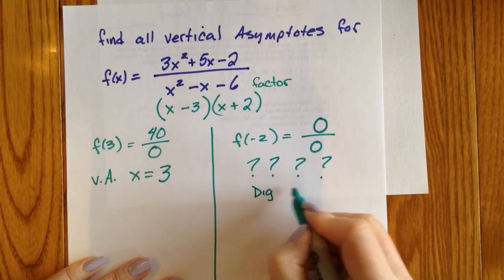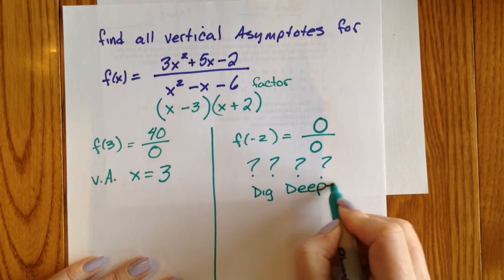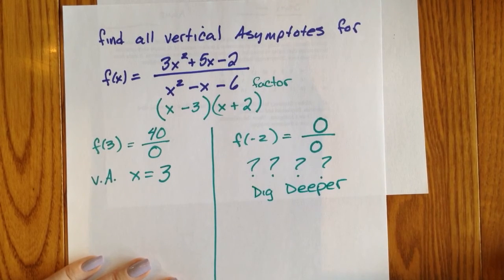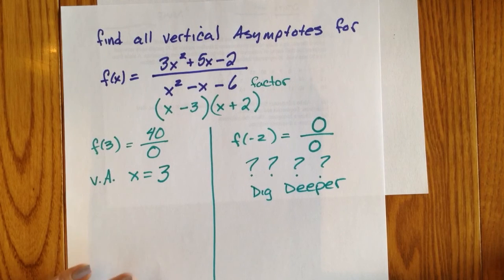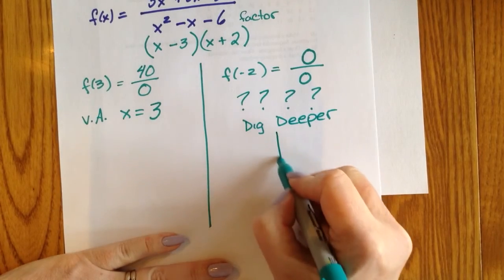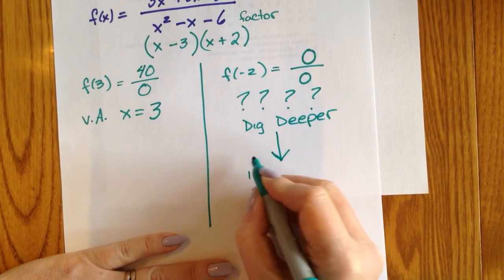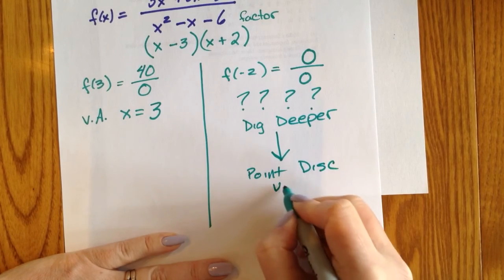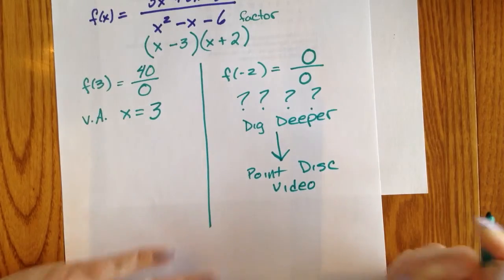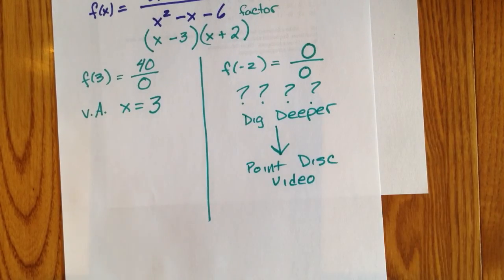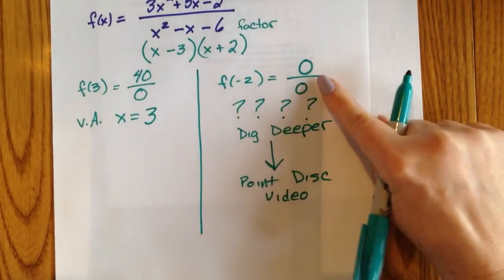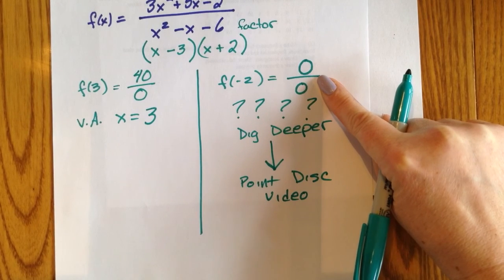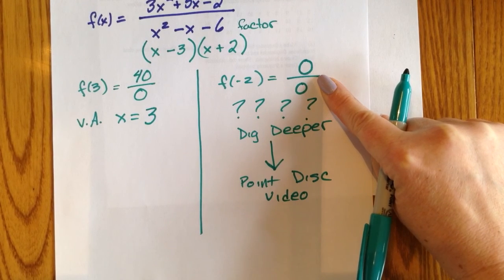So we are going to have to dig deeper. When I see 0 over 0, I think to myself, dig deeper. How are we going to do that? Ladies and gentlemen, it's a cliffhanger video. You're going to need to wait for the point discontinuity video to come to a theater near you soon. And we will discuss how we handle 0 over 0. When does this become a vertical asymptote? When does it become a point discontinuity? I know, you're all excited and you can't wait.